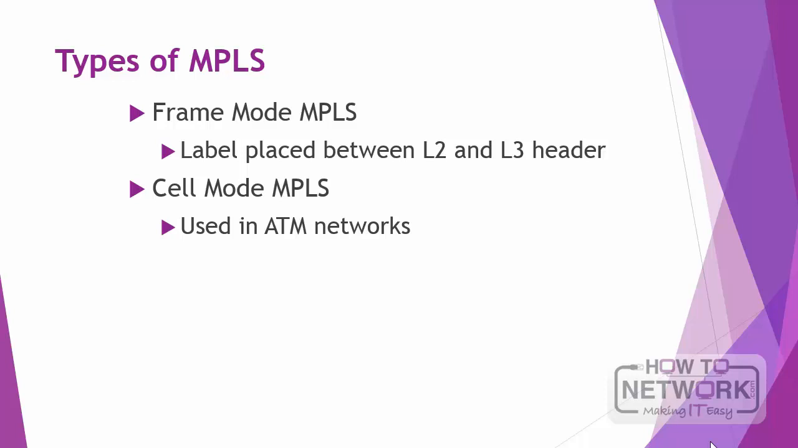MPLS comes in the following two flavors: frame mode MPLS and cell mode MPLS. Frame mode MPLS is the most popular MPLS type, and in this scenario the label is placed between the layer 2 header and the layer 3 header. This is why MPLS is often considered a layer 2.5 technology. Cell mode MPLS is used in ATM networks and uses fields in the ATM header as the label.